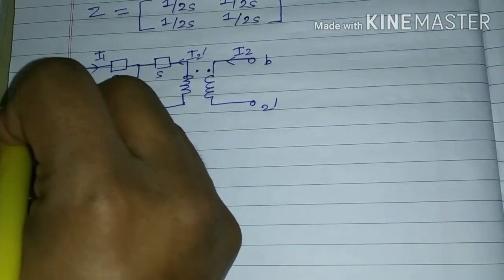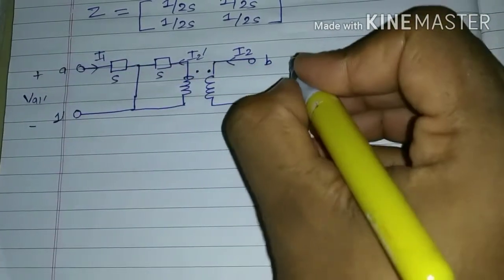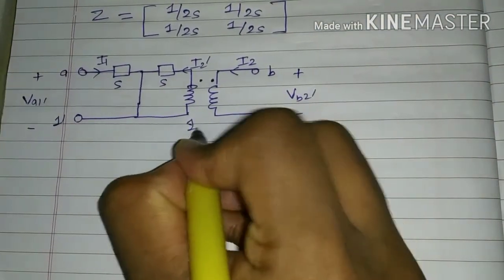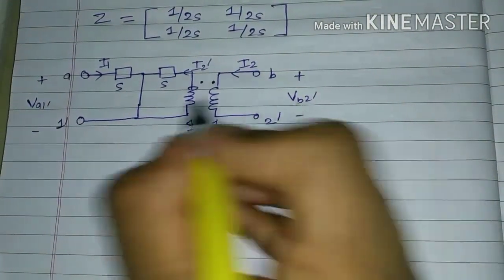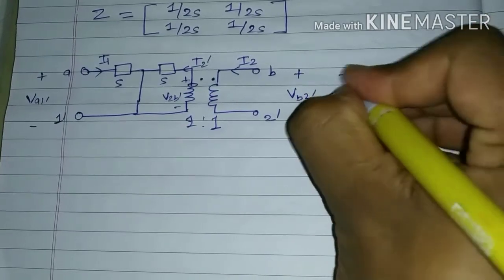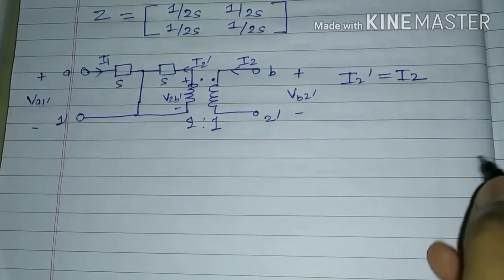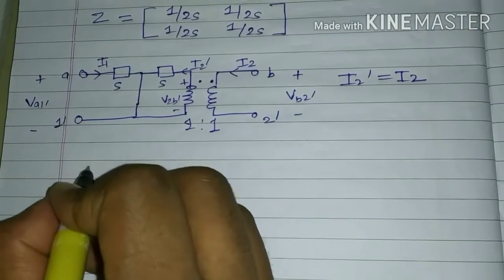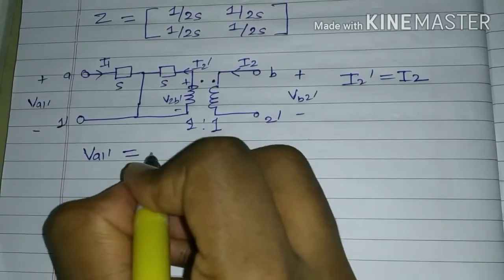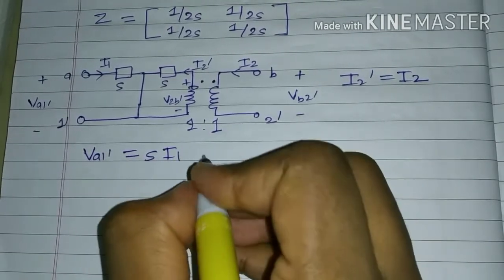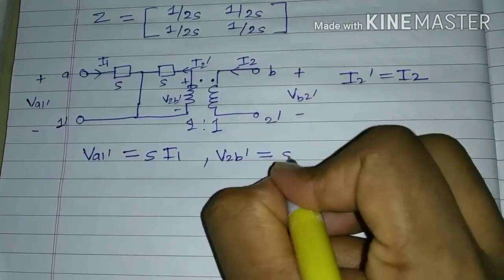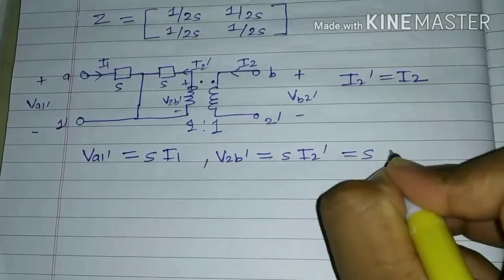This is plus minus VA1 dash and this is plus minus VB2 dash, and the transformer is having a turns ratio of 1:1. So this voltage will be referred over here. So this voltage will also be equal to V2B dash and I2 dash is equal to I2. Now by applying KVL over here, we can write that VA1 dash is equal to S into I1, and by applying KVL over here, we can write that V2B dash is equal to I2 dash into S, that is S into I2.